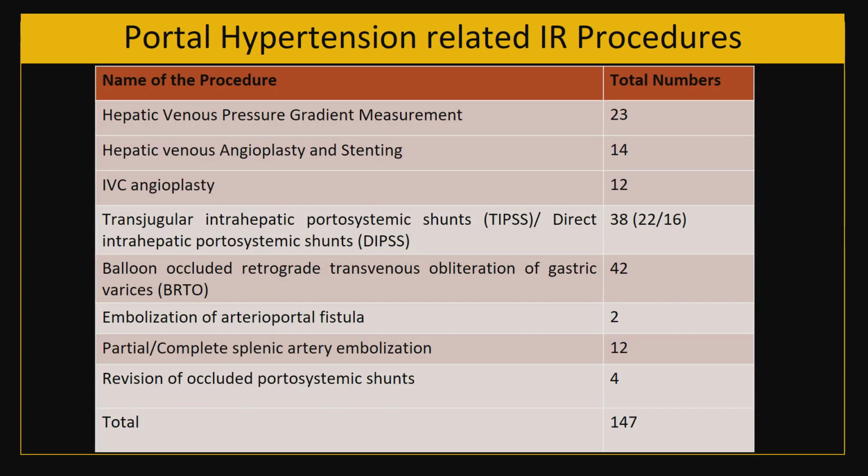Coming to the statistics of the procedures we did for portal hypertension. We did a variety of procedures, starting from HVPG measurement to hepatic vein angioplasty, IVC angioplasty, TIPS and DIPS, BRTO procedure, embolization of arterioportal fistula, splenic artery embolization, and revision of occluded shunts. Totally we performed 147 procedures, of which 23 were diagnostic procedures to measure HVPG. The rest were all therapeutic procedures.